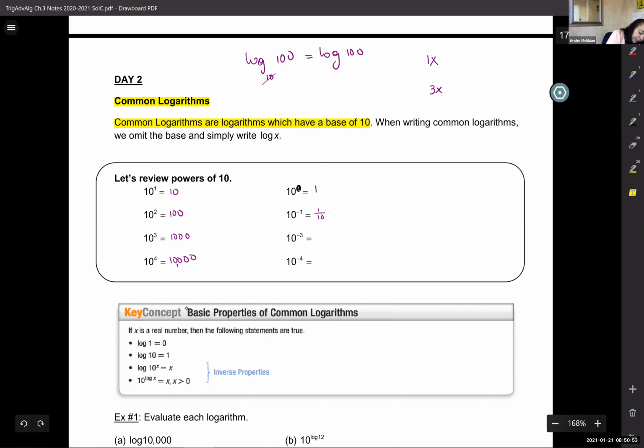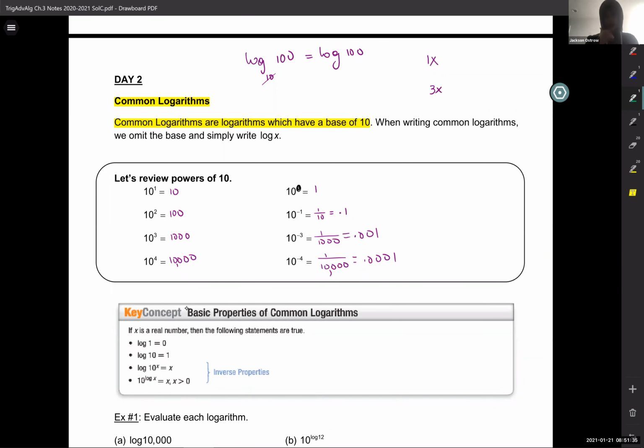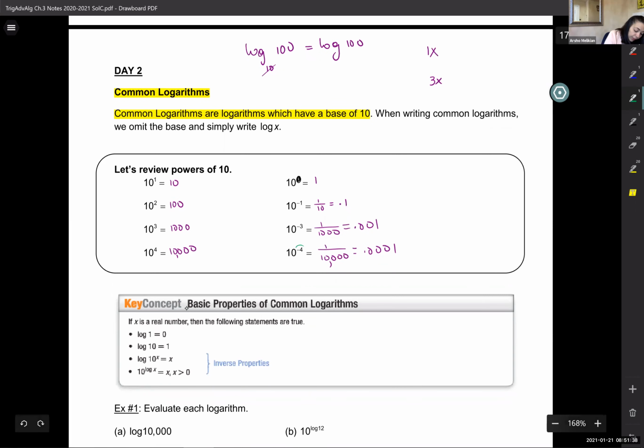10 to the minus 1 is 1/10, which is 0.1. 10 to the negative 3 is 1 over 1,000, which is 0.001. And then this is 10 to the negative 4. Is this 1 over 10,000, which is 0.0001. What do you notice here between the exponents and so on, Jackson? Because it says negative 4, it doesn't go 4 spaces back, it goes 1 less. Right. So when it says negative 4, it's 1, 2, 3 zeros and then 4 decimal places total. So that's a good pattern to know.